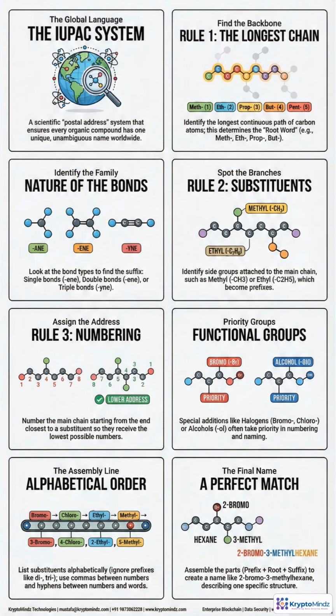Organic compounds can have many common names, which quickly becomes confusing. The IUPAC naming system acts like a universal postal address, giving every structure one precise, logical name. This video walks through the main rules used to build systematic names step by step.